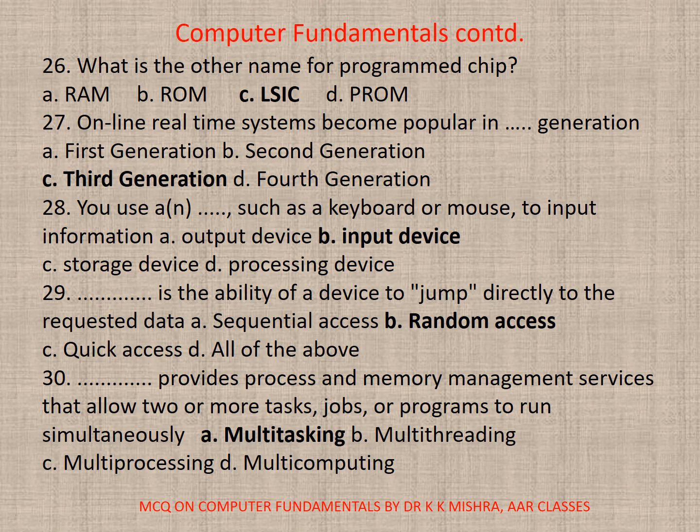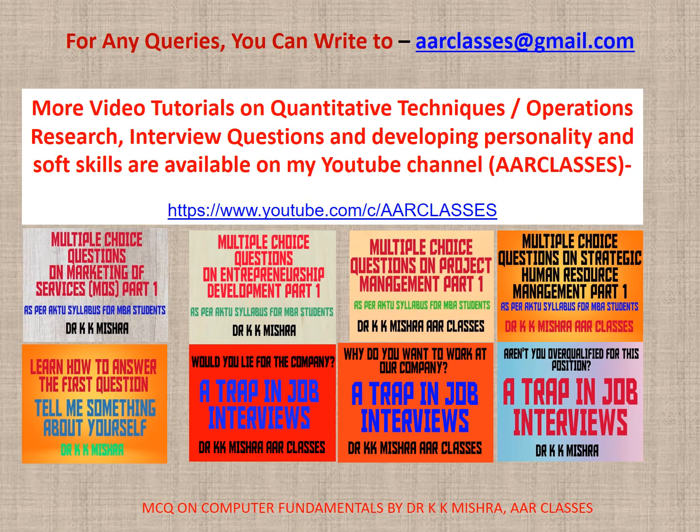30. Dash provides process and memory management services that allow two or more tasks, jobs, or programs to run simultaneously. A. Multitasking. B. Multi-threading. C. Multi-processing. D. Multi-computing. Correct option is A. Multitasking. So this is all about this particular video tutorial.